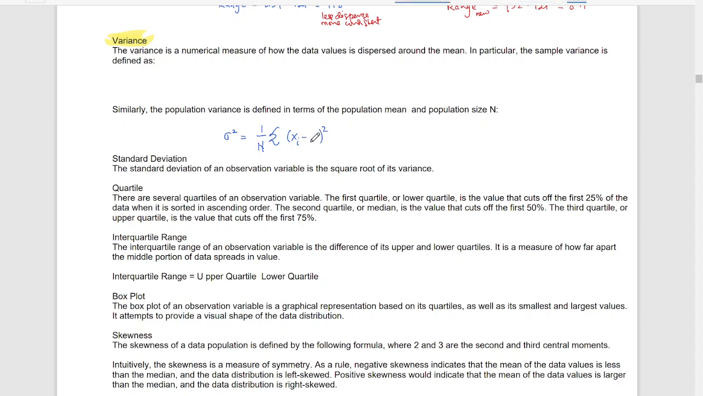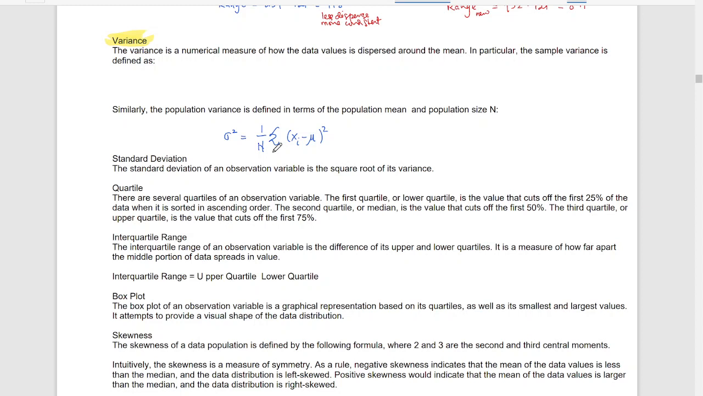So for population, the parameter for mean is mu. Okay, so xi here is actually the value of the data. Okay, the data minus the mean value, and then you square them. Lastly, you add all of them together and multiply by 1 over N. Okay, so in this situation, this is for the population.